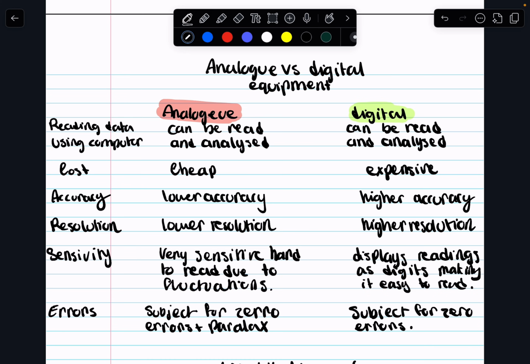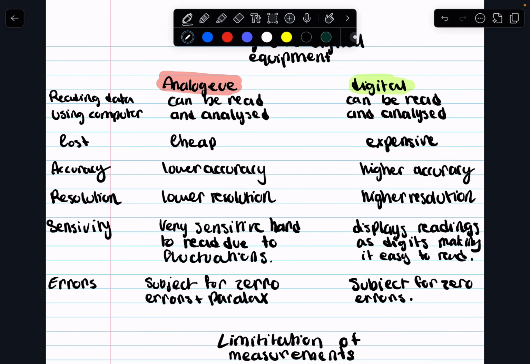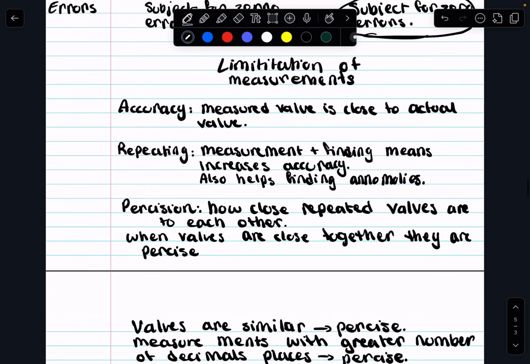The sensitivity of analog is way more, which is basically the reason why it's hard to read, because of the fluctuations, whereas the digital one displays readings as digits, which makes it easier to read. And then errors: this one could have parallax and zero errors, whereas the digital one can only have zero errors. So, limitations of measurement.